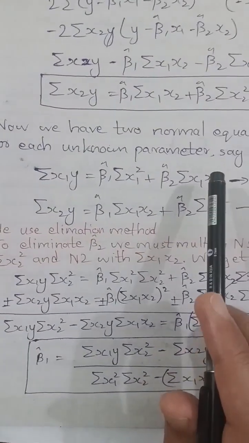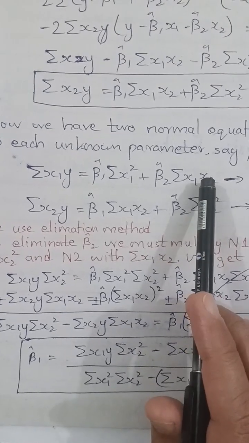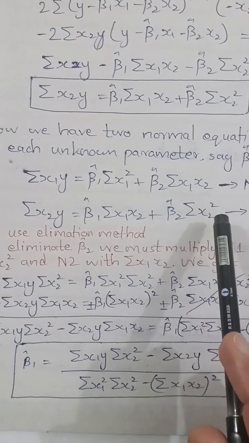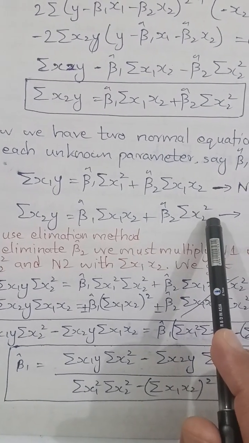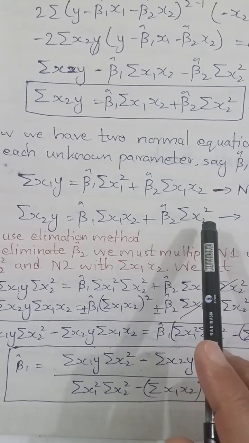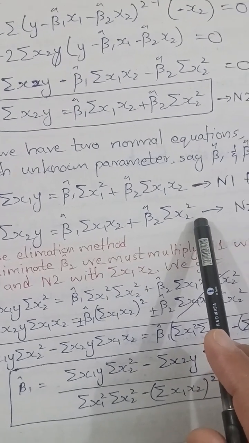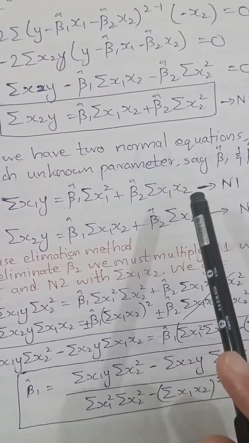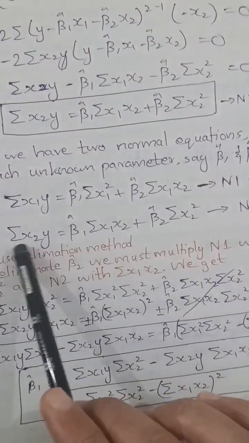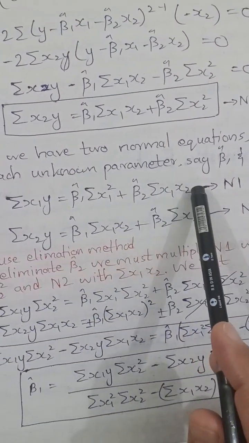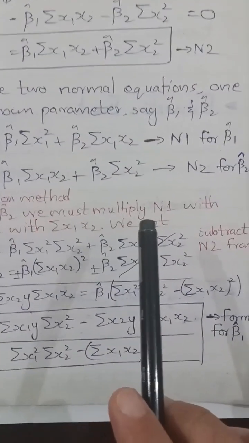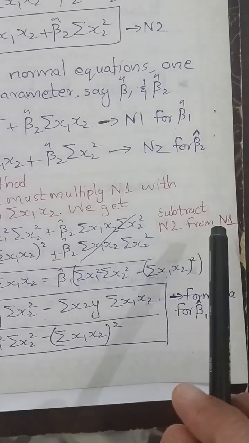So to equate these terms, we must multiply this whole equation by sum of x1 square and this whole equation by sum of x1 x2, because in this equation there is no sum of x2 square and in this equation there is no sum of x1 x2. That's why I multiply this whole equation by this term only and this whole equation by sum of x1 x2. Okay, and then I subtract the normal equation 2 from normal equation 1.